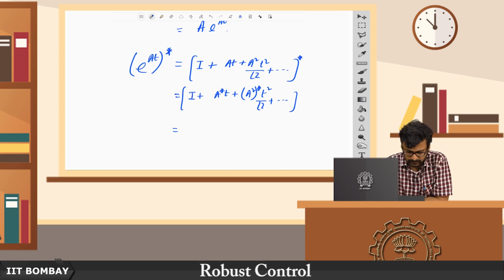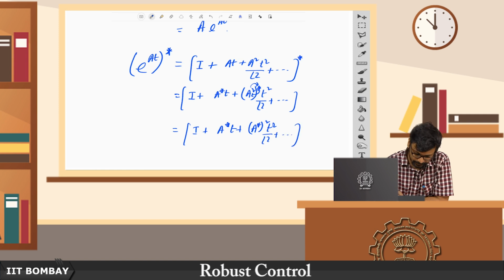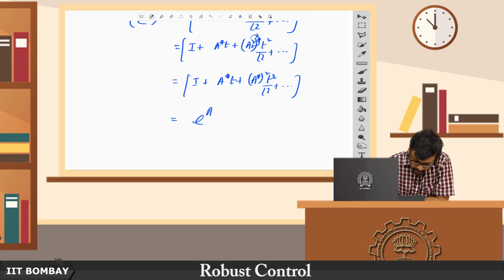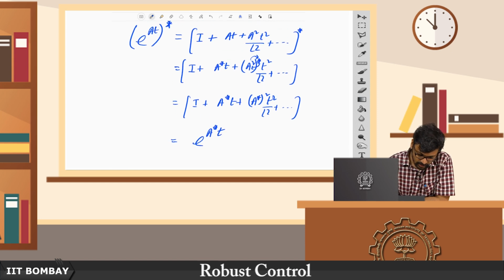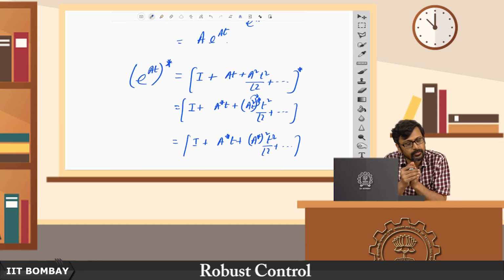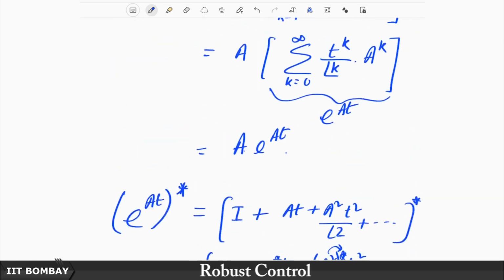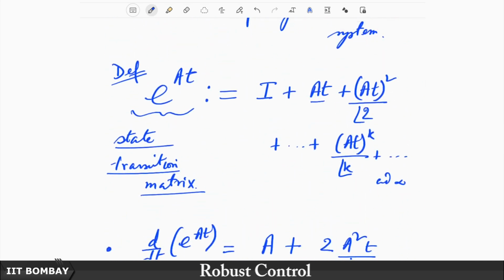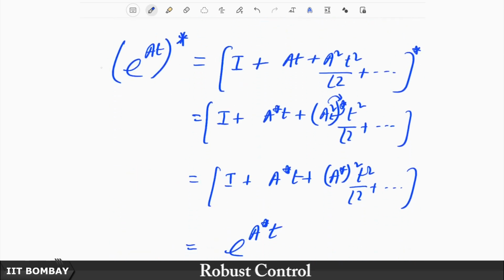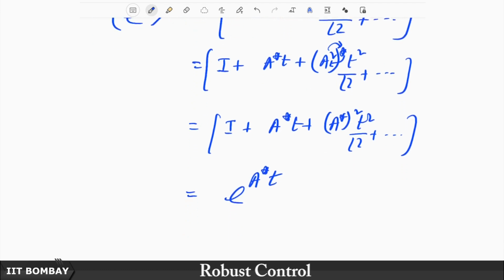But what does this essentially mean? You can play around with the order of these two operations. You can take A squared first and then take its Hermitian, or you can take the Hermitian first and then take its square, it does not really matter. So, in other words, this is I plus A Hermitian t plus A Hermitian squared t squared by factorial 2 plus dot dot dot so on, and this essentially means it is e to the A Hermitian t. So, what I am essentially saying is that if you want to find the Hermitian of the matrix exponential, you just take the Hermitian of the individual matrix and then raise it to its exponential as per the definition that we have given. So, this is a second important property of this transition matrix.